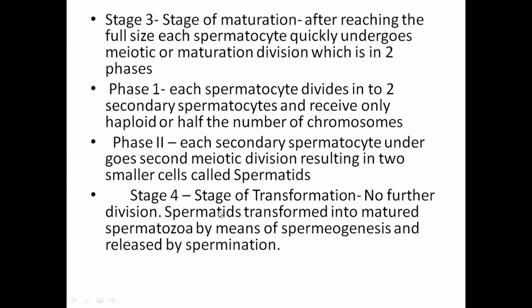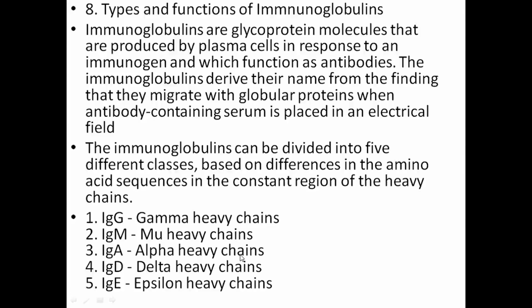Stage 4 is the stage of transformation. Now, after the division, spermatids are transformed into mature spermatozoa by means of spermiogenesis and released by spermiation.